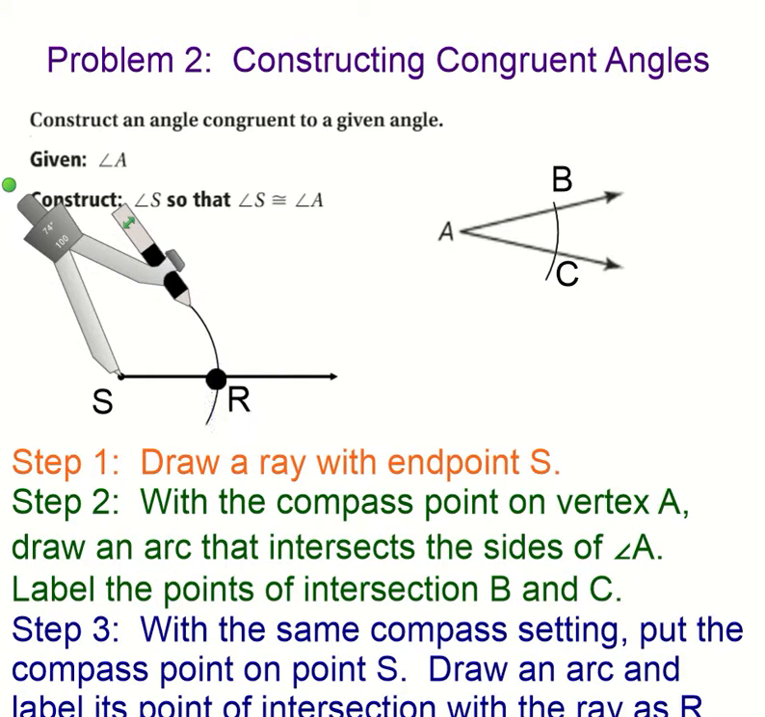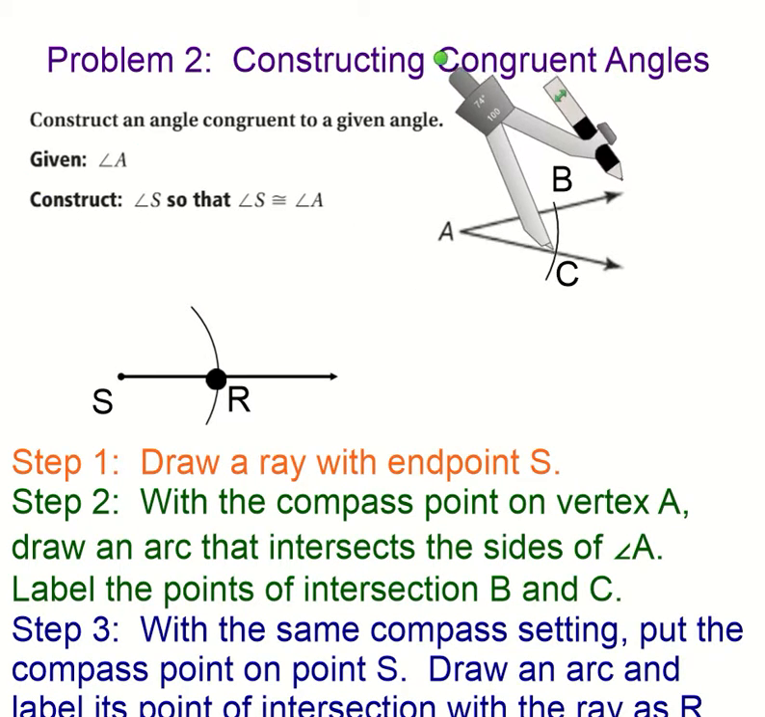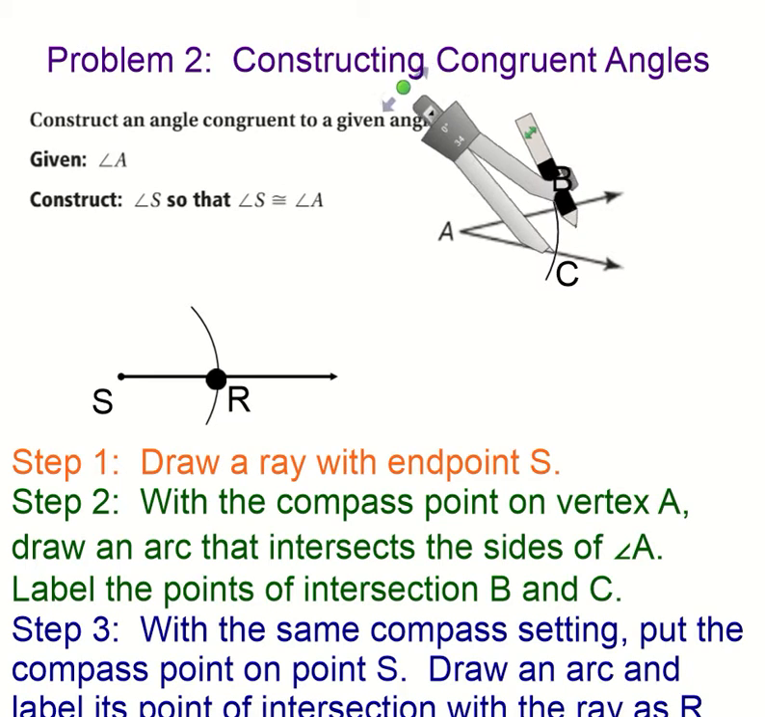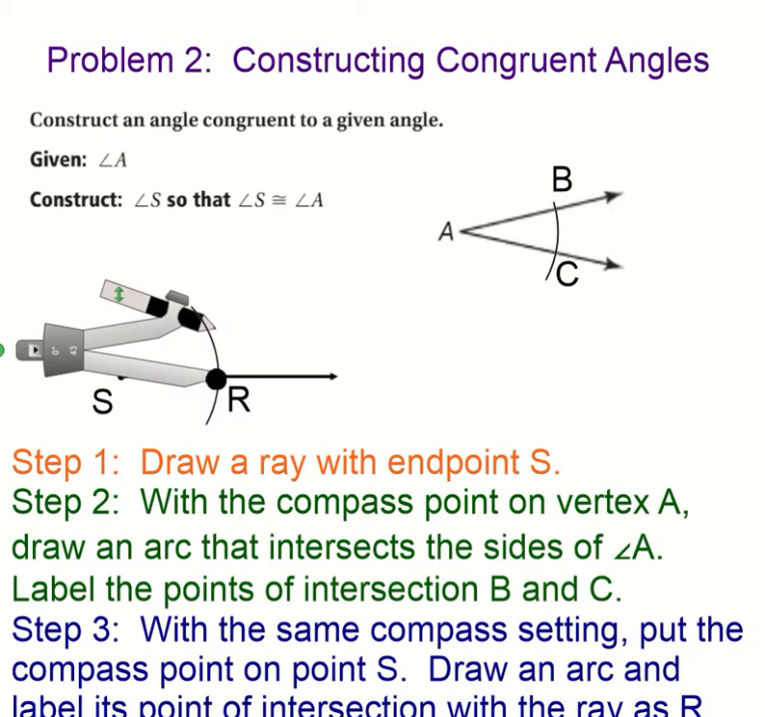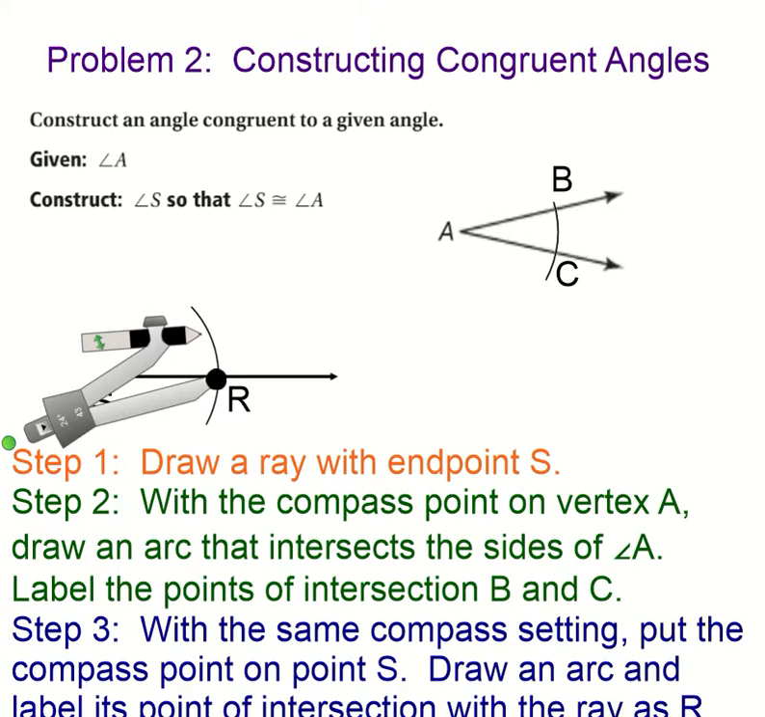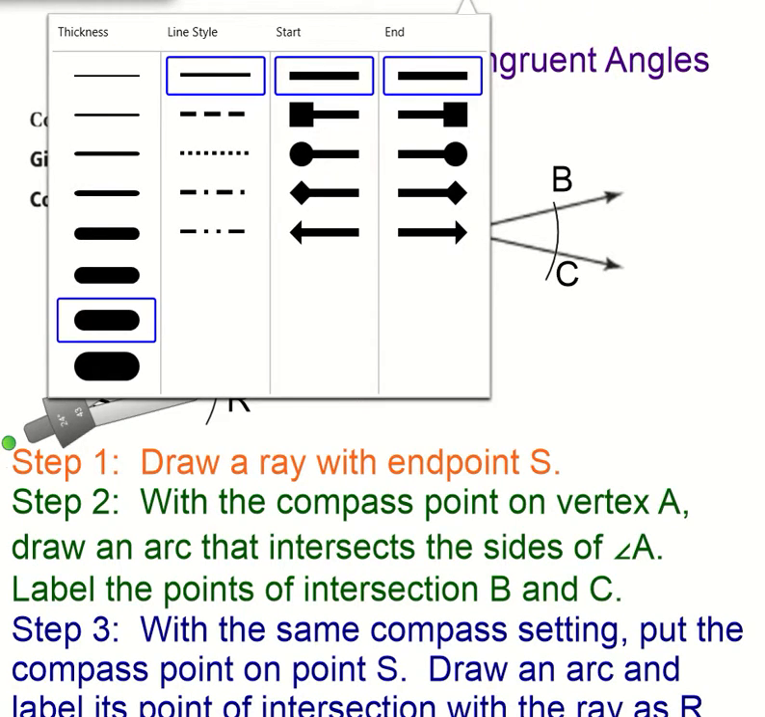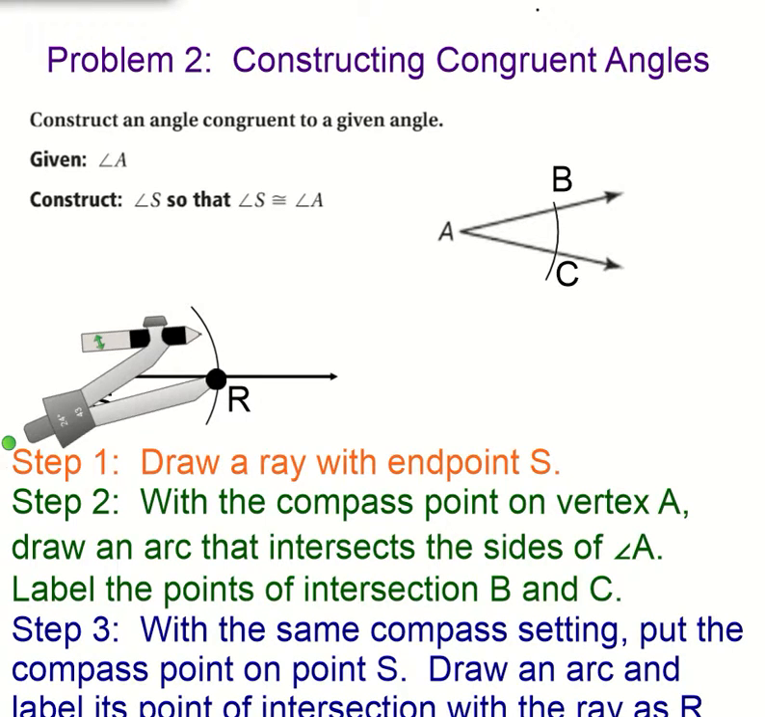Now I take my compass and move it back over to my original angle, and I measure the distance from C to B. You get that all lined up, and it's really important to be accurate while you're doing this. There we go. Now I put my compass on point R, and I draw a little arc so that it intersects the arc I drew. Oh, it's a little thick for my line. You draw that arc so that it intersects with the arc that we've already drawn, right like that.